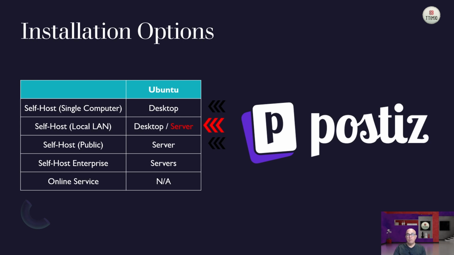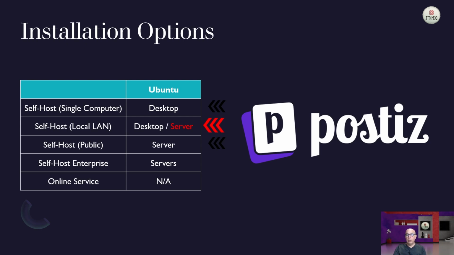Self-hosted public is almost identical to the option above that. The main difference is that with the local LAN, the URL is not going to be registered with a domain. You can't use it from the internet. In our case, it's going to be postiz.homenet.lan. While with the public, you would have a registered domain, www.whatever, and you can access it from the internet.